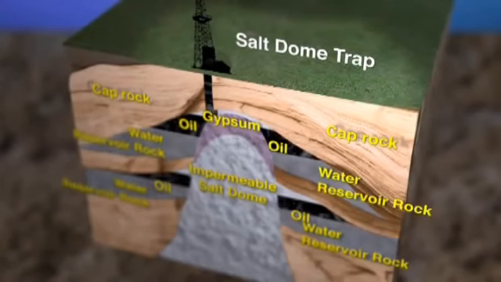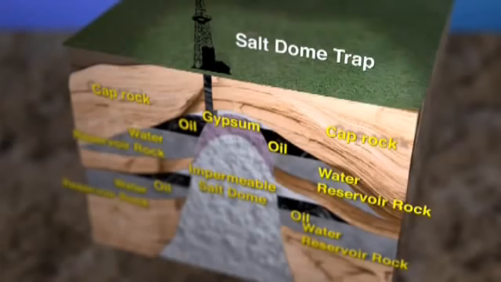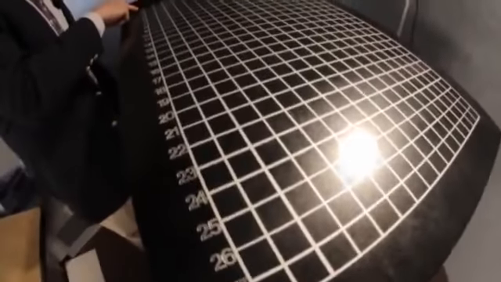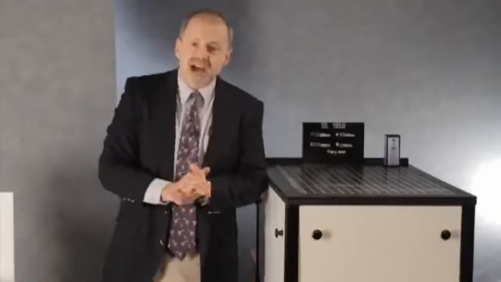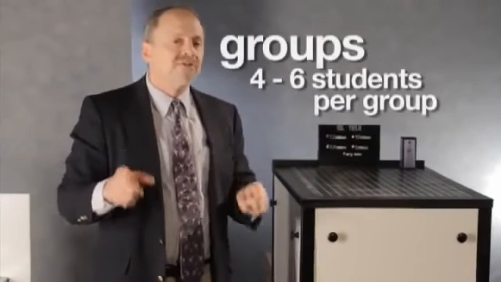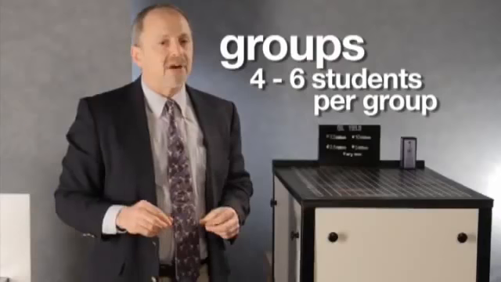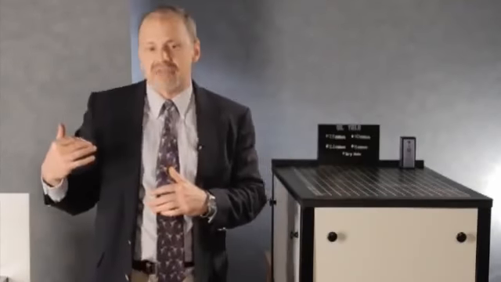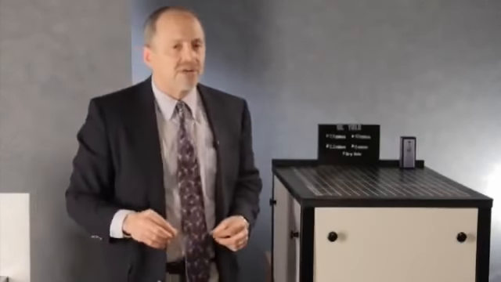So that is the background material then for this oil game, okay? And this is the oil game, okay? And you can see it's a box. And if you look at the box, it will have a grid on the top of the box. Now what we're going to do is we're going to divide up the class into groups of 4, 5, 6 students, and each one of you is going to become an oil company.